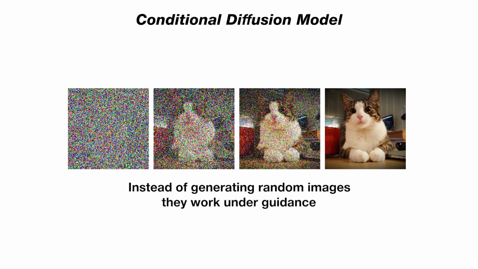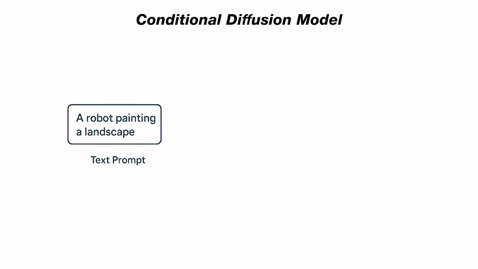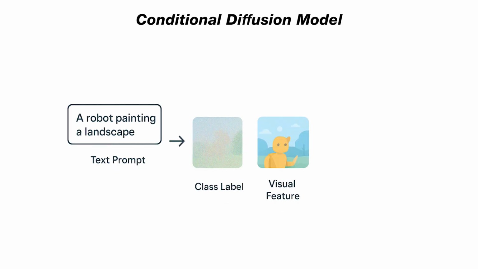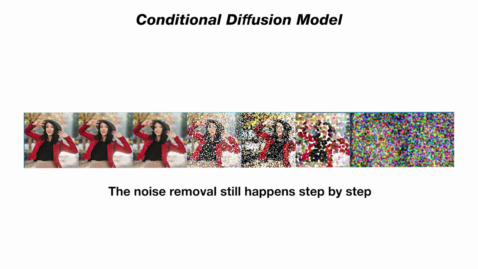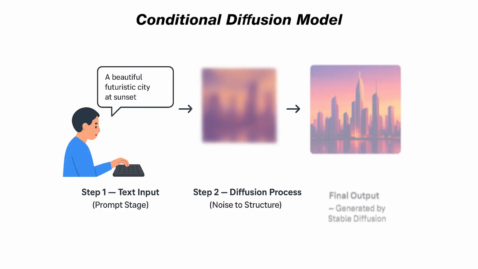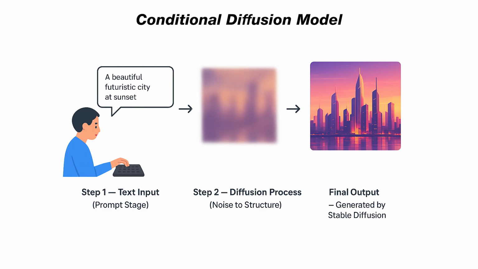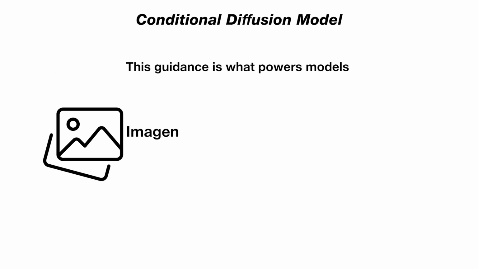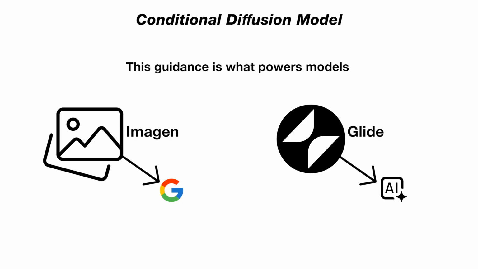That's where conditional diffusion models step in. Instead of generating random images, they work under guidance using text prompts, class labels, or features to steer the process. The noise removal still happens step by step, but now the model knows the direction it should go. This guidance is what powers models like Imagen from Google and Glide from OpenAI.